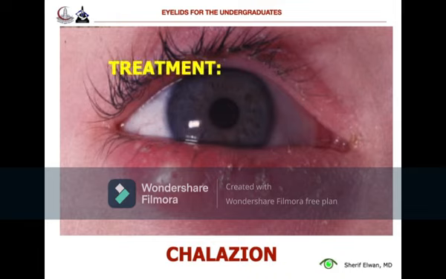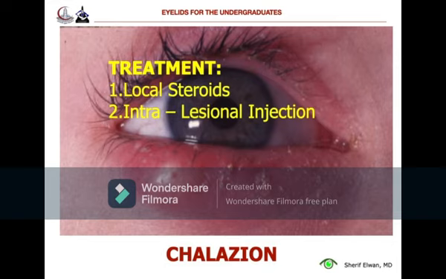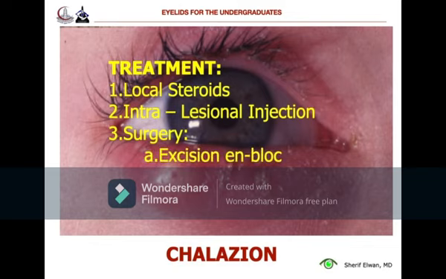What's the treatment of this condition? First of all, being an inflammation, we use local steroid eye drops and ointments. And if this mass is resistant to this treatment, we may inject locally acting steroids intralesionally, that is, injection inside the mass. And if there is no response, we resort to surgery, and surgery is either excision en bloc or marsupialization.